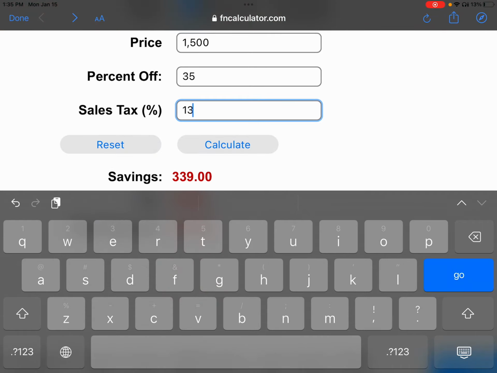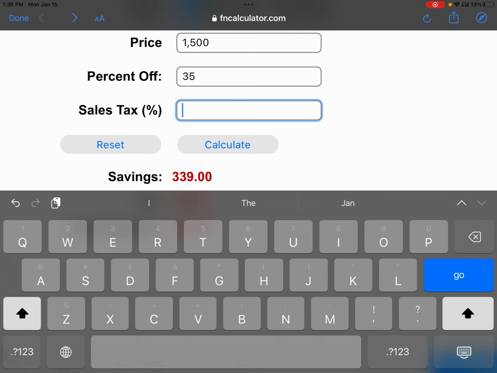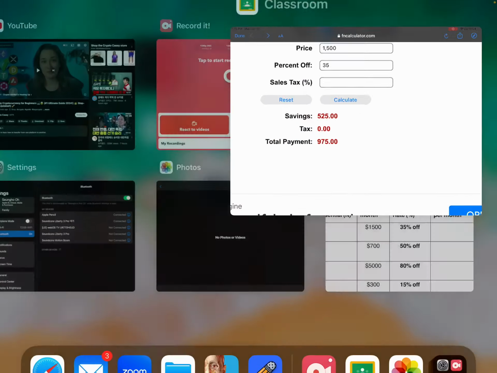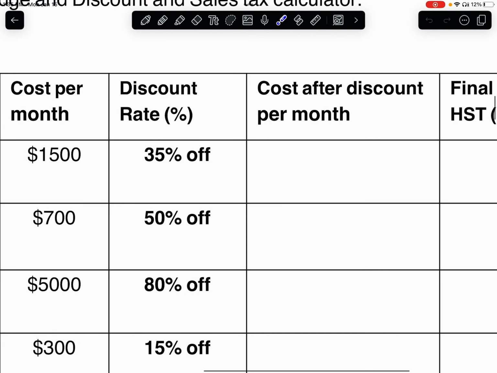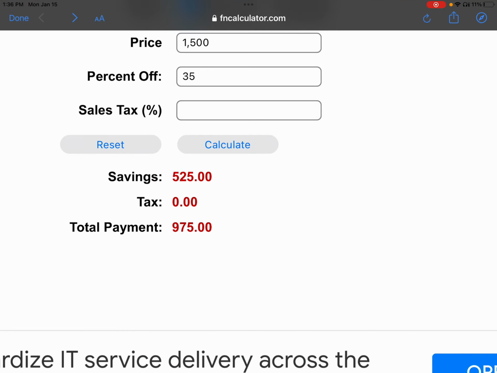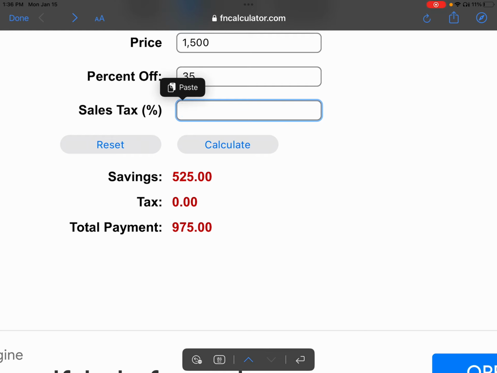And the next one, it says cost after discount. So we have to leave the sales tax part empty or zero because it's not asking us to find out the final cost with the tax. Then we calculate. So in that case, our total payment is 975. So your cost after discount is then 975. And your final cost with HST is then, again, the HST is 13%. So make sure you put 13%.